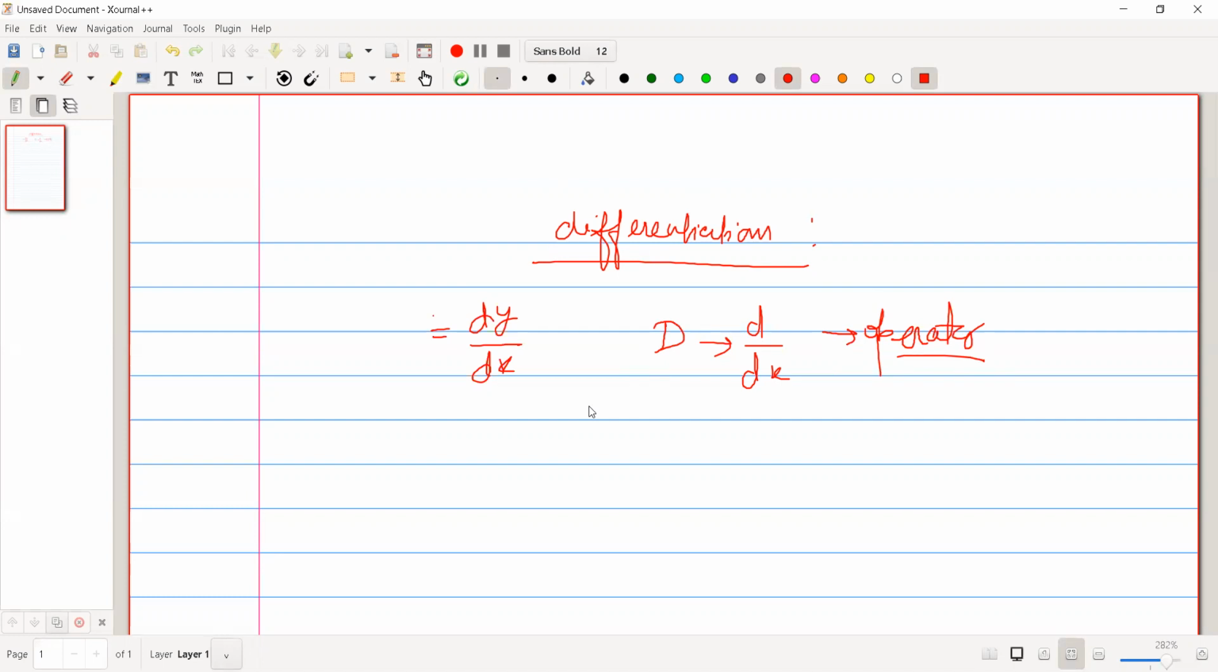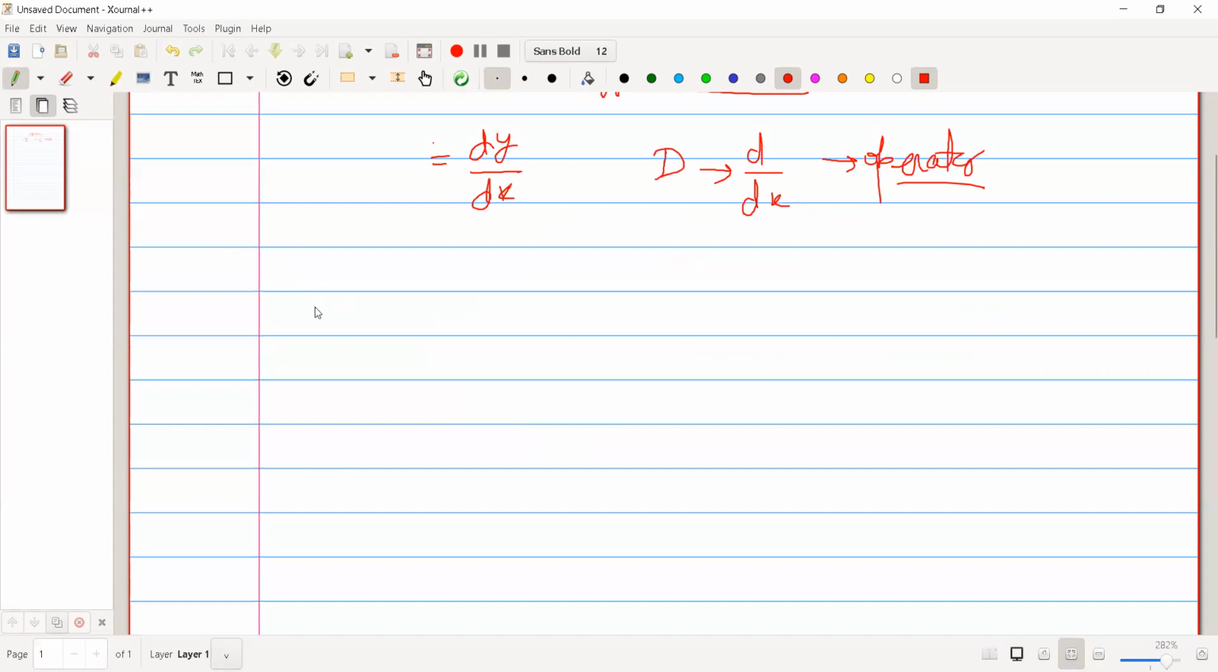And today's lecture is only an introductory lecture. In this we will encompass only the basic fundamental things of differentiation. So let us see that.